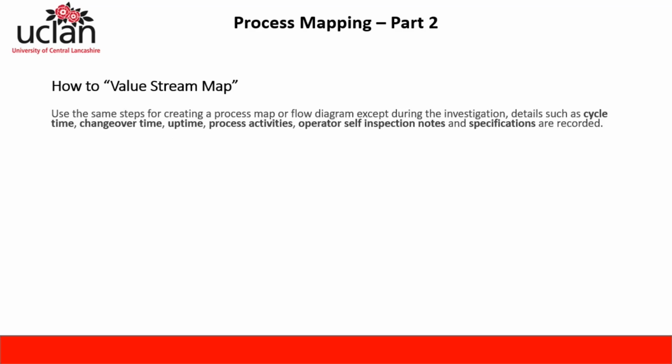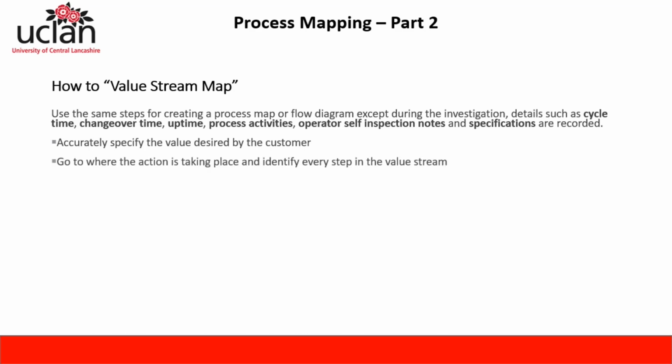So how do we actually map a value stream? Well, we use the same steps for creating a process map or flow diagram as we did in the previous video. However, this time, extra details such as cycle time, changeover time, uptime, process activities, operator self-inspection notes, and even specifications are also recorded. It allows you to accurately specify the value desired by the customer, and you go to where the action is taking place and identify every single step in the value stream.